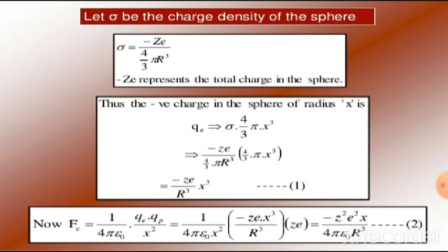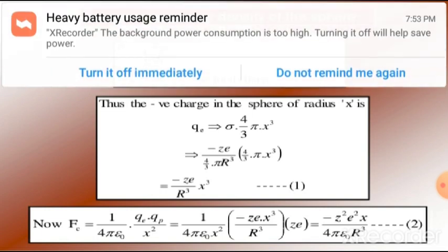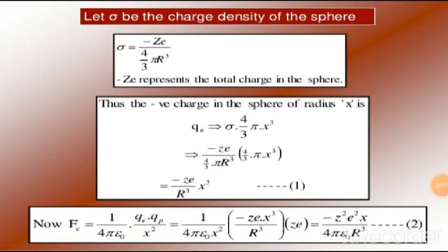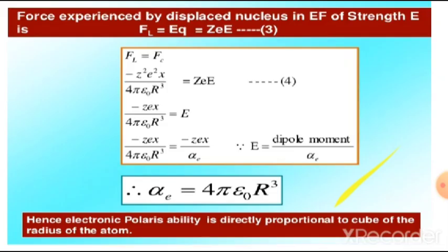Now we can substitute force. We already know 1 by 4 pi epsilon naught into Q1 Q2 by x square. As we all know, F suffix C is equal to 1 by 4 pi epsilon naught into Q1 Q2 by R square. Here the charge of the electron, and taking the charge of the proton, gives 1 by 4 pi epsilon naught x square, minus Ze into x cube by R cube, into Ze, which is equal to minus Z square e square x by 4 pi epsilon naught R cube.